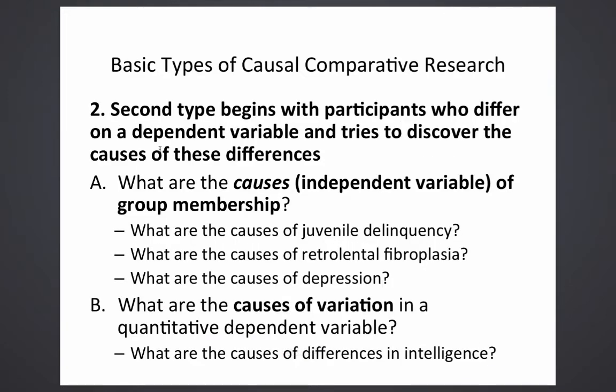The second type of causal comparative research is where you start with a dependent variable. So you observe a difference on a dependent variable, and you try to identify independent variables that cause that difference. So what are the causes, the independent variable, of group membership? What are the causes of juvenile delinquency? We know that there are some people out there who you could classify as this, and there are people who aren't. But what leads you to become a juvenile delinquent?